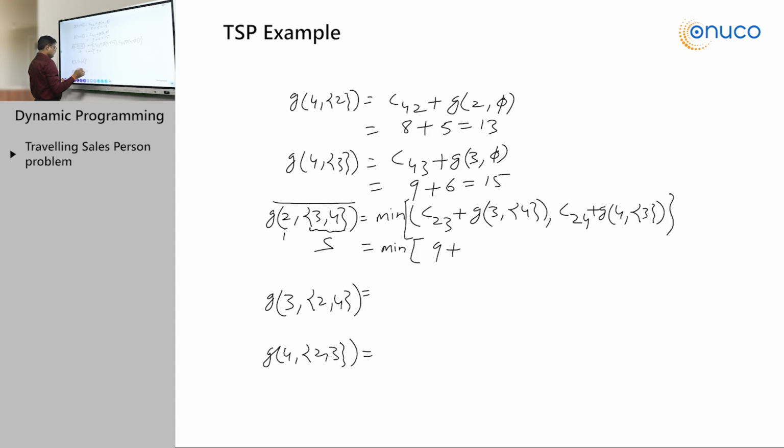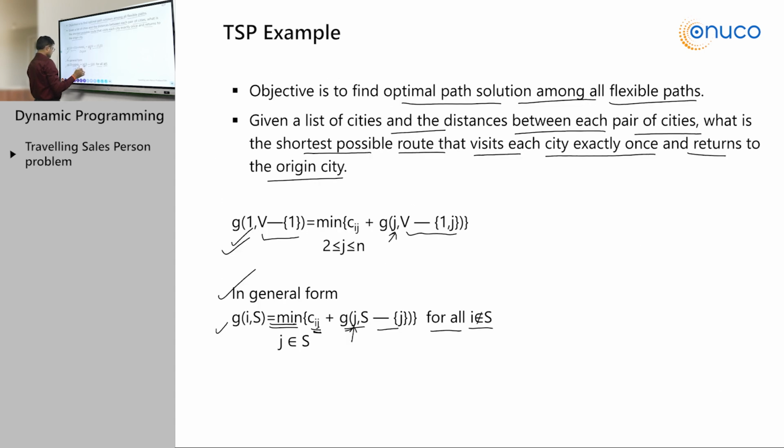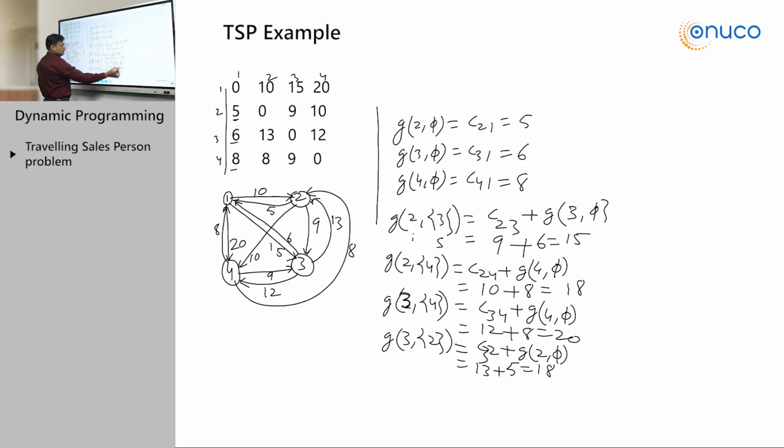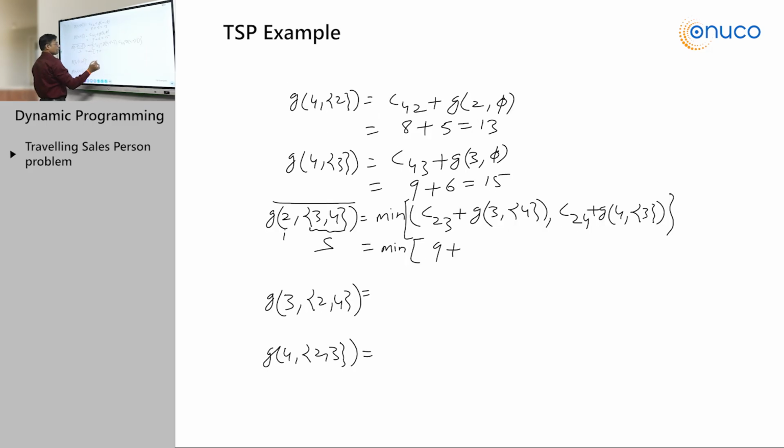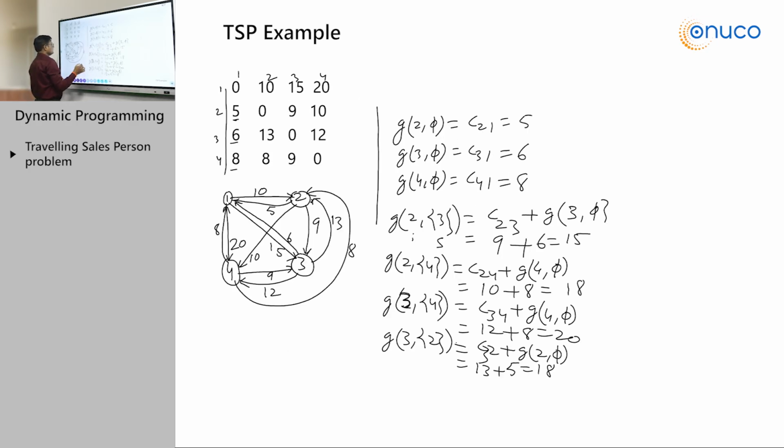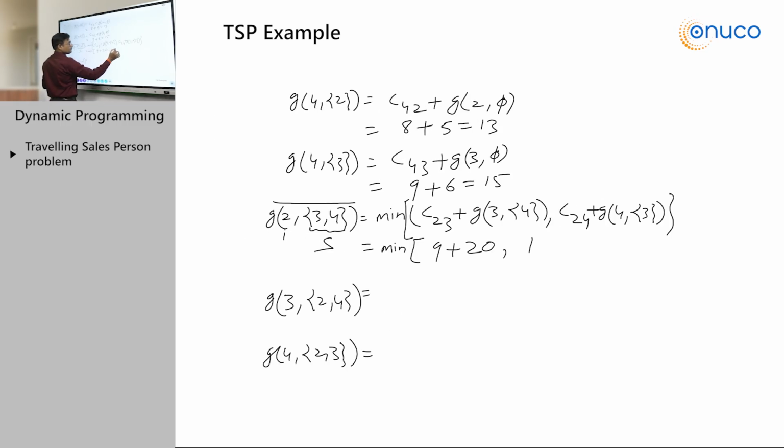If you see G of 3, 4, it is 20. Here we have 20, comma, C of 2, 4. C of 2, 4 is 10, plus G of 4, 3. G of 4, 3 already computed is 15. So among this, 20 plus 9 is 29, 10 plus 15 is 25, right? So we are getting the minimum value as 25.